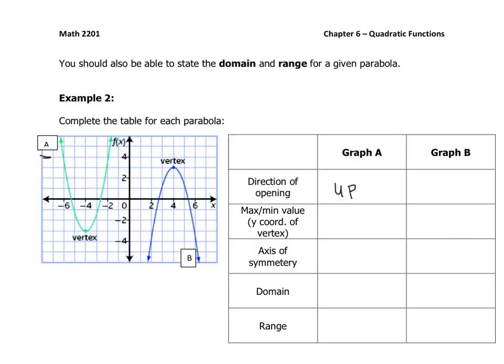The maximum or minimum value would be the y coordinate of the vertex. So when we look at the vertex, we know that the y value for that vertex is -3. So the maximum or minimum value would be -3, and in this case, it would be a minimum value. And the axis of symmetry would be right down through the vertex, so that would be at x equals -4.